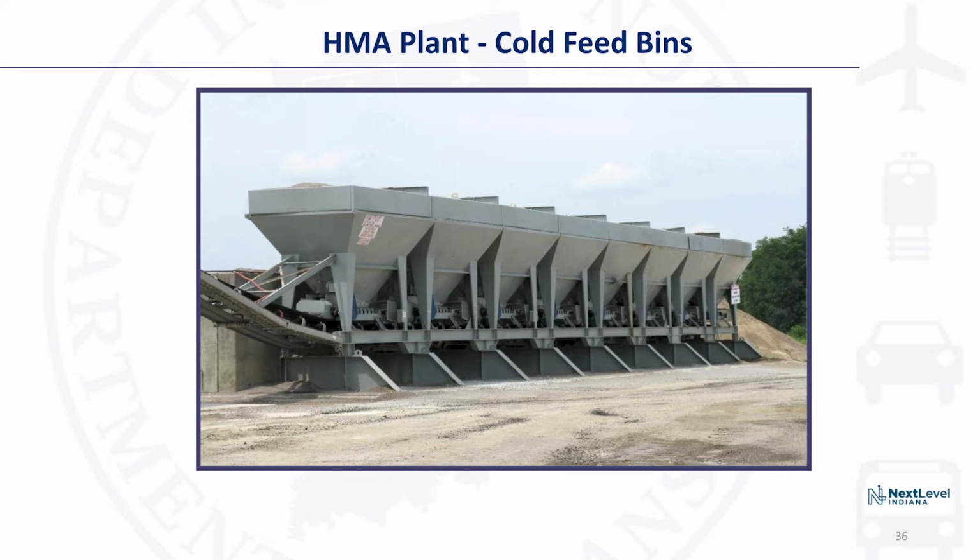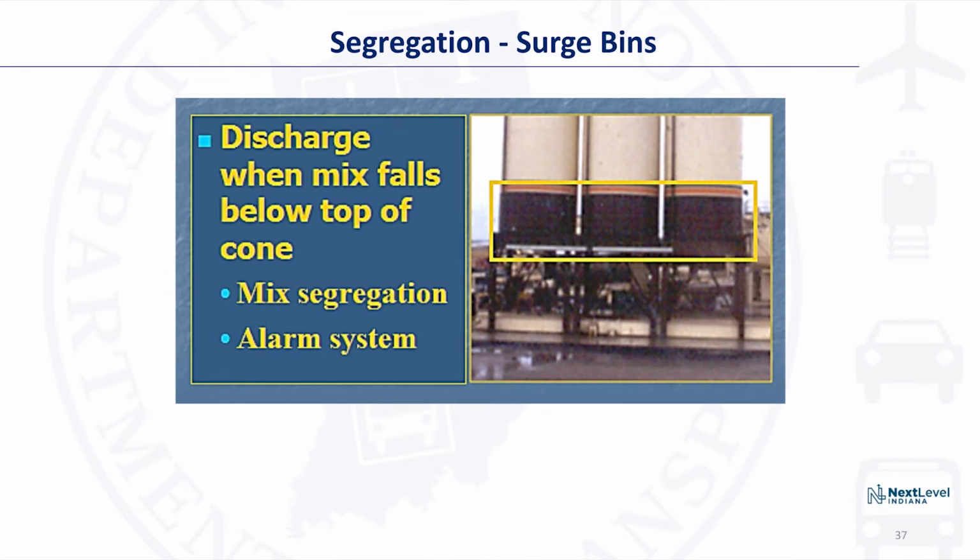There's stuff we can do at the plant, making sure the surge bins don't get too low. If you're constantly emptying out that silo, you can cause segregation. And the infamous tri-dump method, that can really avoid segregation as well. Front, back, middle, whatever order you want to do.